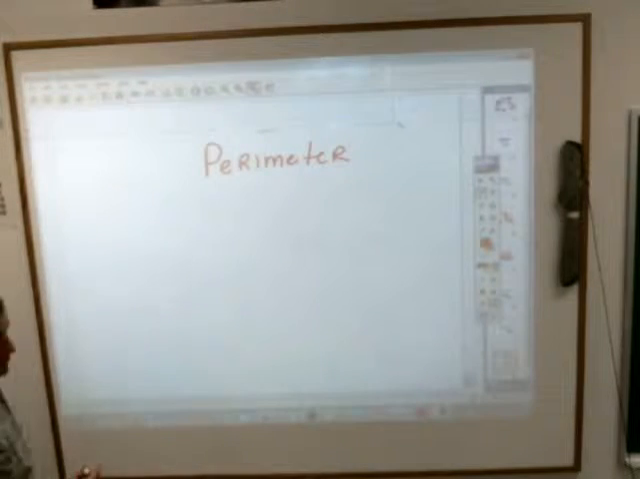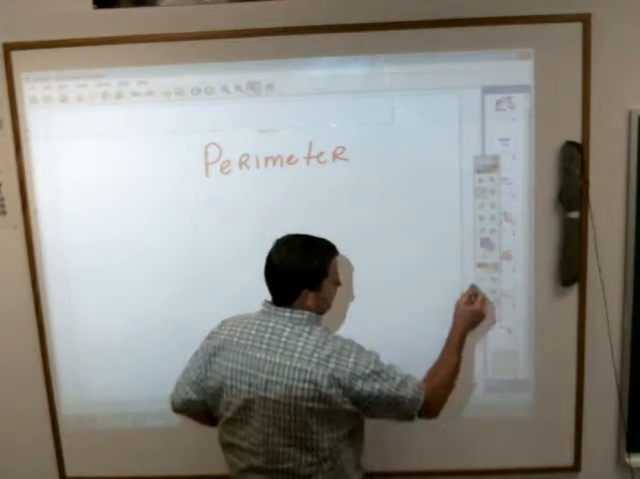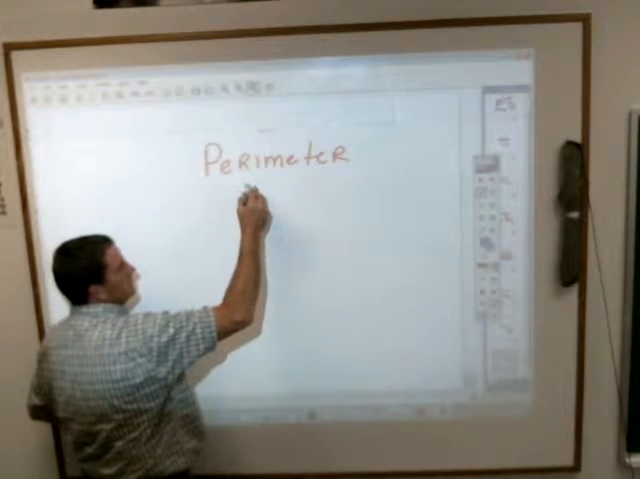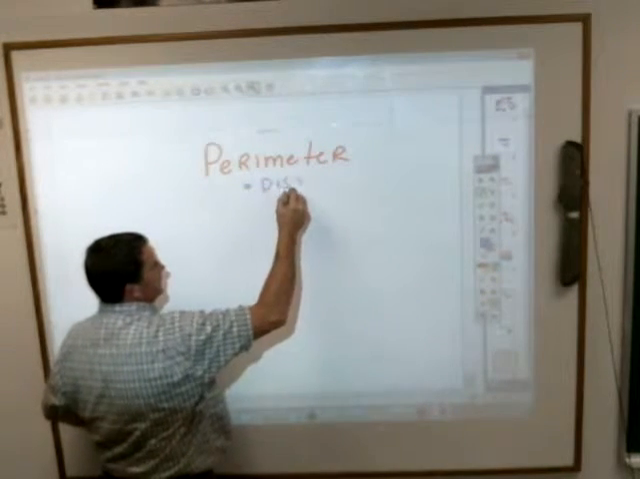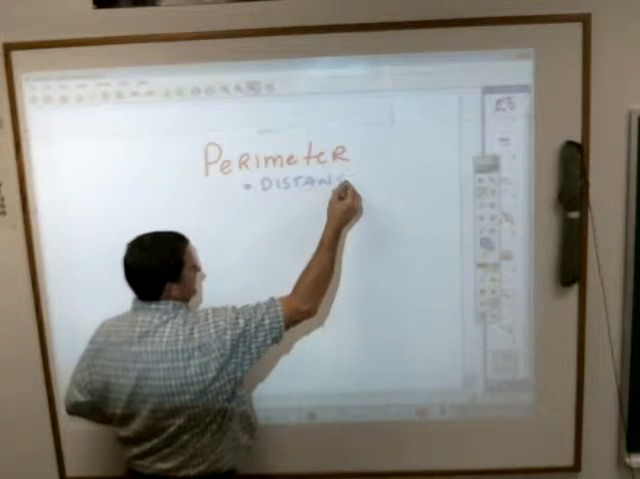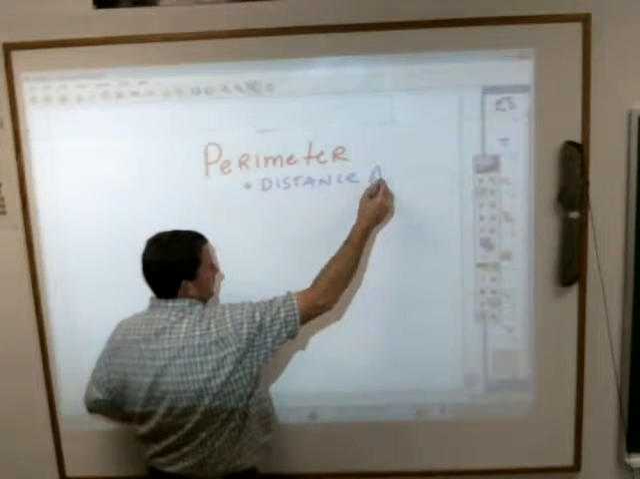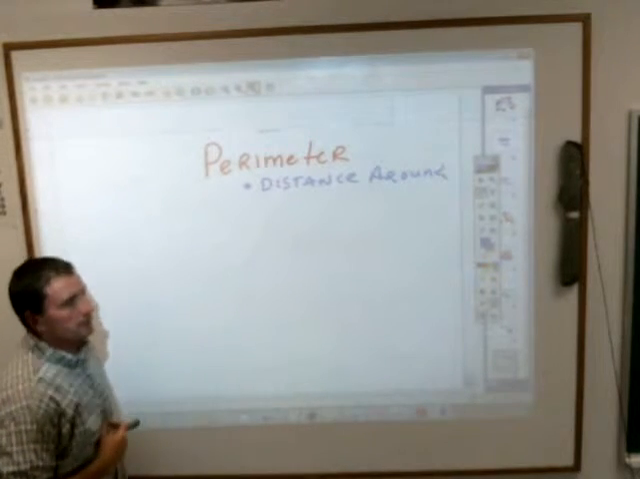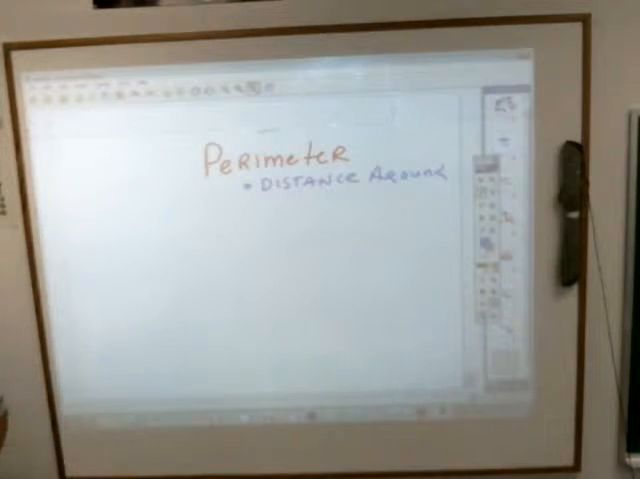First of all, what is perimeter, Colton? Shoot. Yeah, it's the distance around an object. Okay. Perimeter is a unit of length, boys and girls. That simply means that there's no square units, there's no cubic units, it's just units.